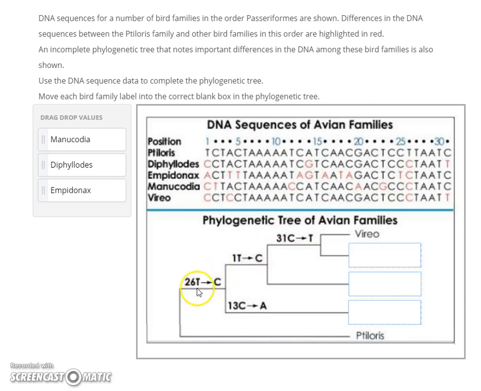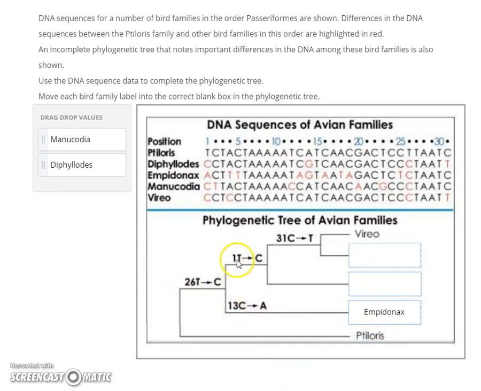Now, I'm going to go to the most specific one first here. Number 1 was a T and it became a C, so that's the second change that happened for some of these guys, for Vireo and then 2 other ones. So that's a change that this guy didn't get, but these guys did. So T becomes C. That happened for Diphyllides. It did not happen for Empidonax. It did happen for Manicodia and Vireo. So it looks already like this change did not happen for Empidonax. So that looks like this is probably the one that's going to be over here. 13C becomes A. Let's check that. Also Empidonax. So that actually sounds like this guy belongs right here.